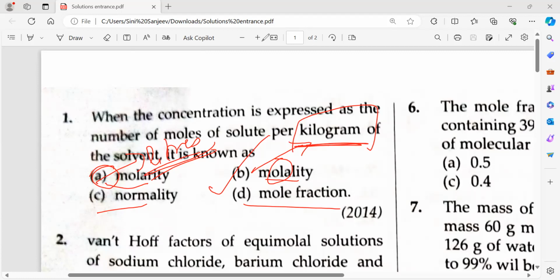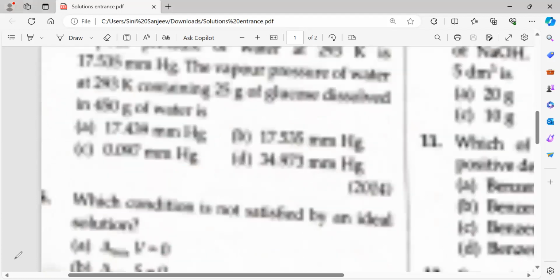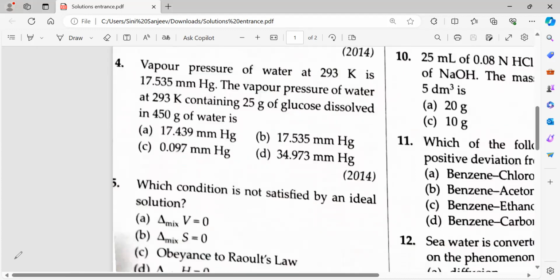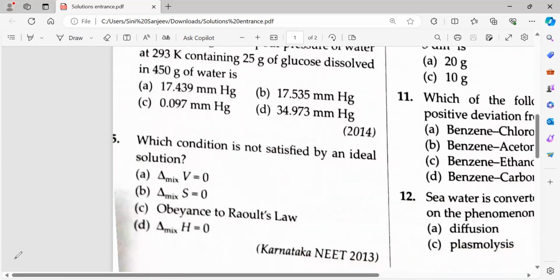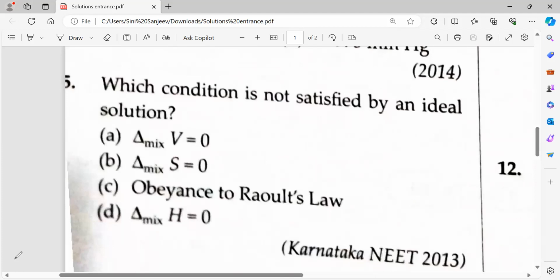Let me clear everything. Question number 5. Which condition is not satisfied by an ideal solution? So we have to read the question properly here. Not satisfied.